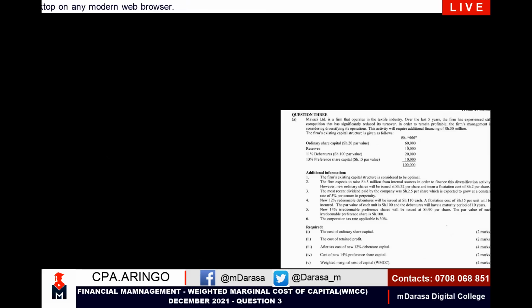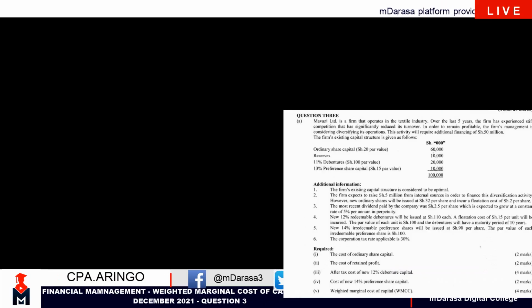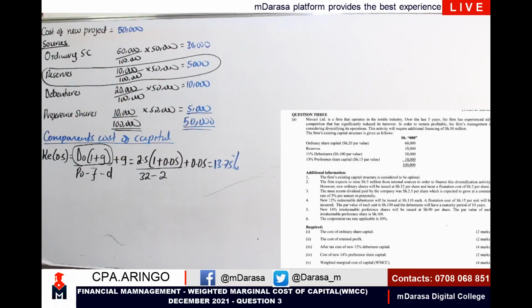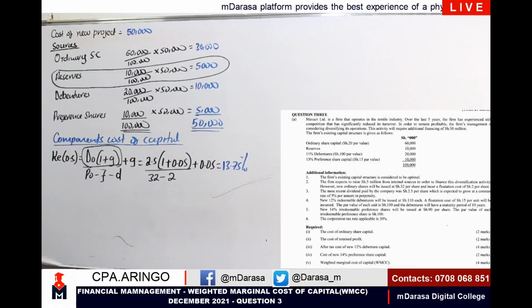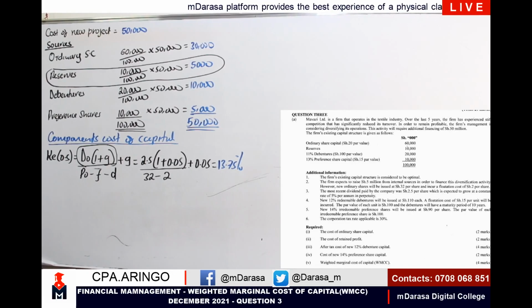Then proceed to the next item here. The next item that we need to consider is cost of equity retained earnings. Again, you'll find that that will be very simple. Just following our procedure the way it is.